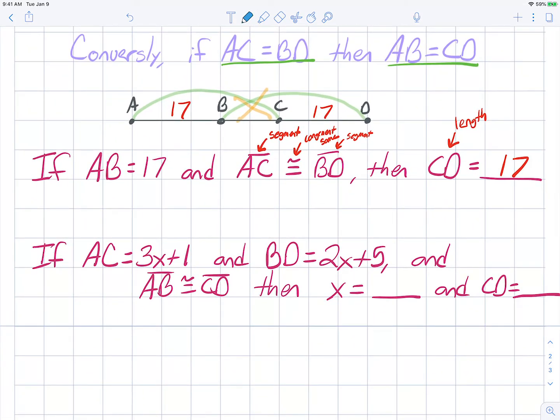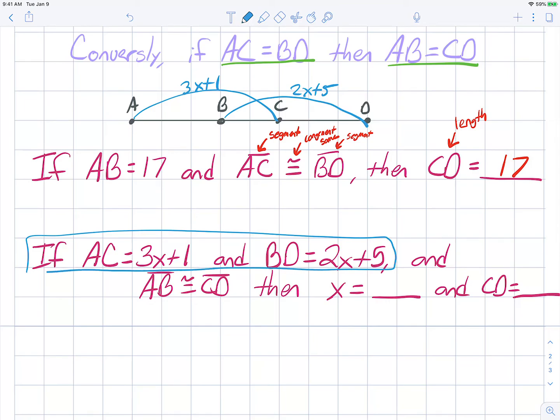So this one says if AC, so if from A to C is 3x plus 1, and from B to D is 2x plus 5. Now, at that moment, we don't know what's congruent yet. So before you go anywhere, make sure you keep reading. So just then, it's just the statements of what they are. Now, here's the important part. And segment AB is congruent to segment CD.